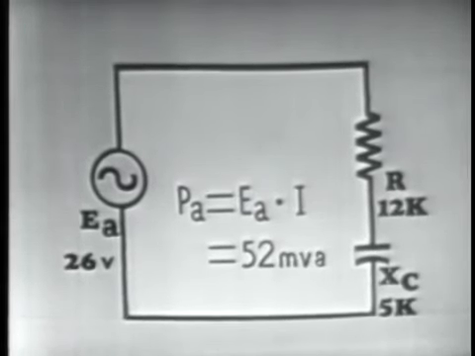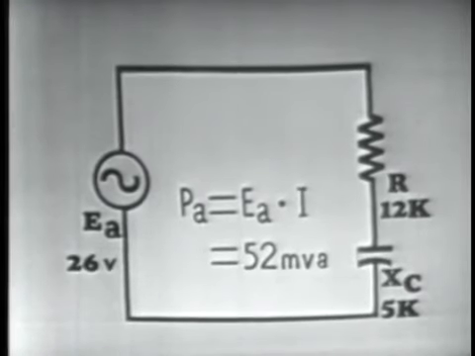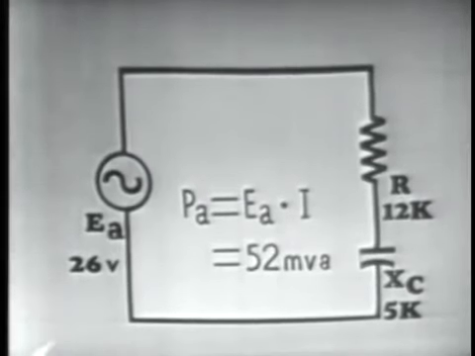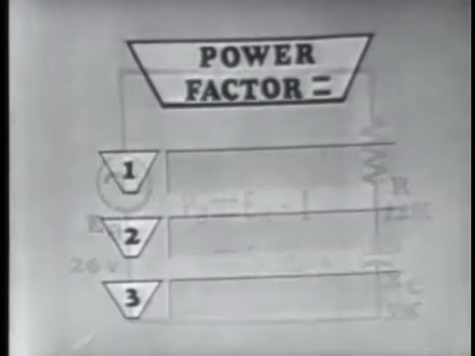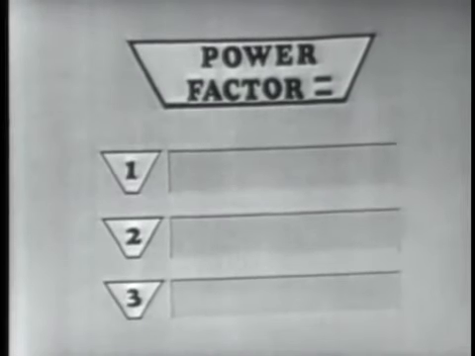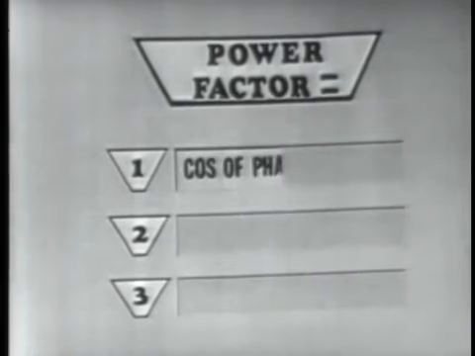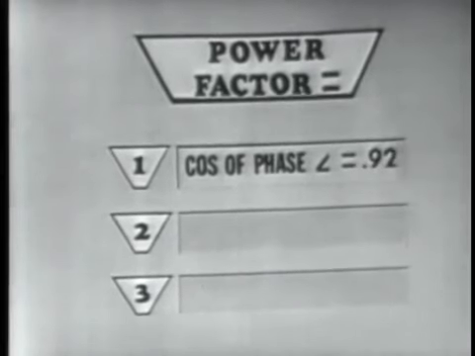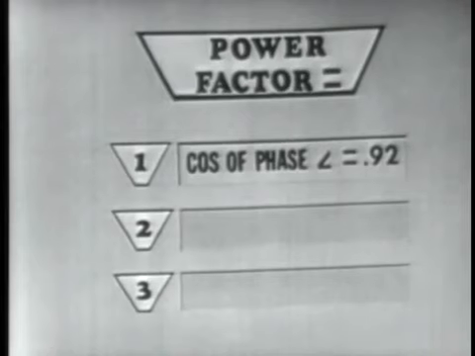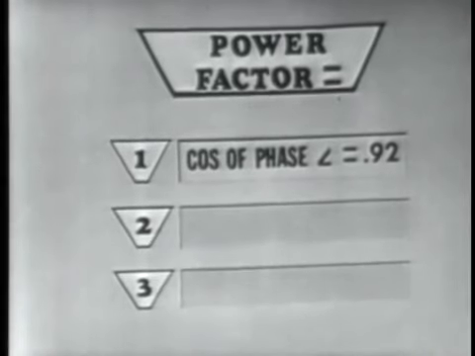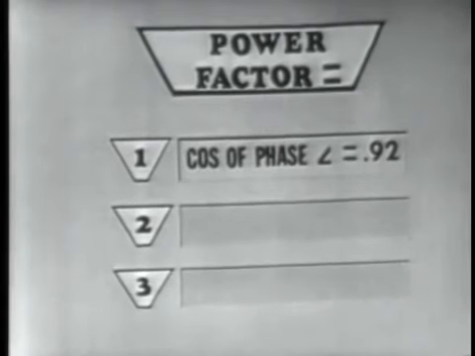Well, now that we have determined the true power and apparent power, the next thing we could do is determine the power factor of this circuit. The power factor may be determined by using one of the three following expressions. Number one, the power factor is equal to the cosine of the phase angle, which is equal to 0.92. Where did this 0.92 come from? Well, if we look at our trig tables once again, remember our phase angle was 22.6 degrees.